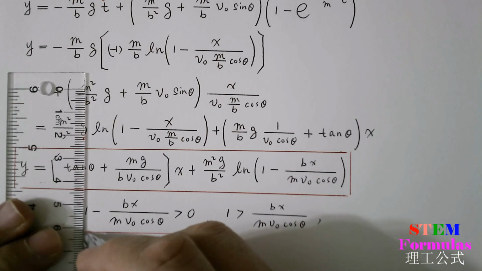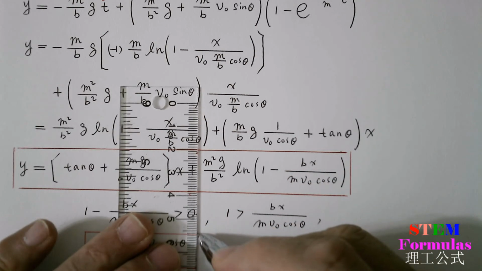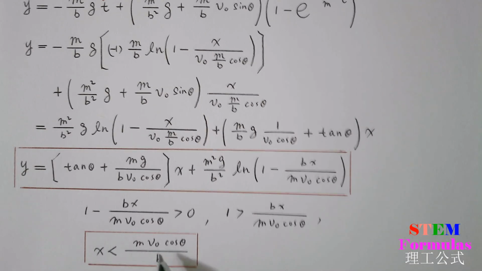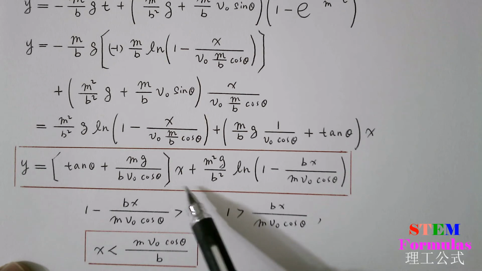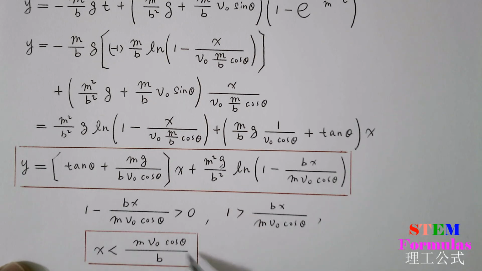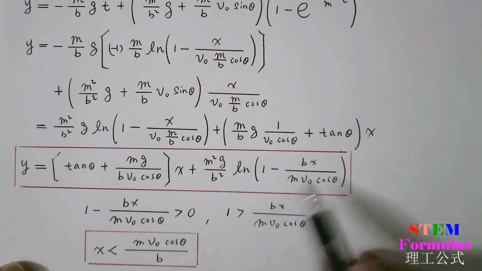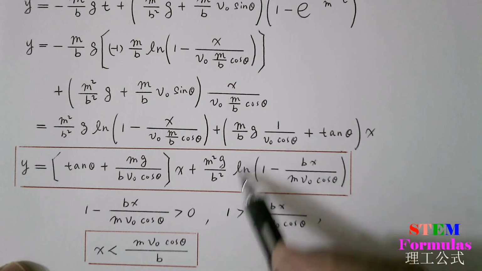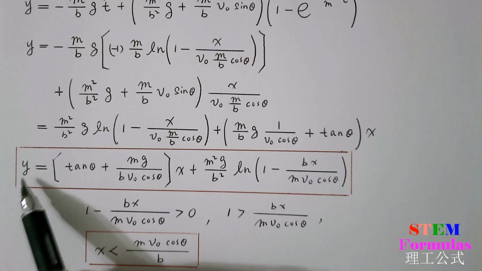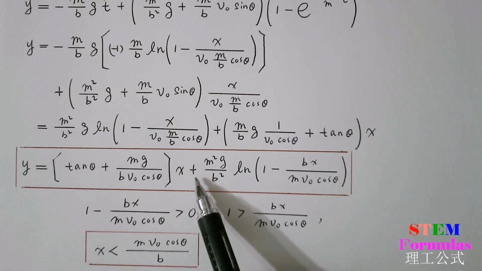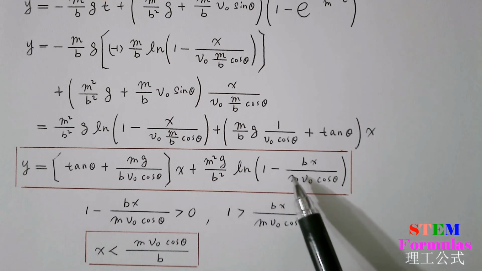As time approaches infinity, x is close to this value. When you plot the trajectory y as a function of x, the x range must be smaller than this quantity, m v0 times cosine theta divided by b. Otherwise, in the logarithm you get an imaginary number. Now we have the trajectory y as a function of x for the case with air resistance.